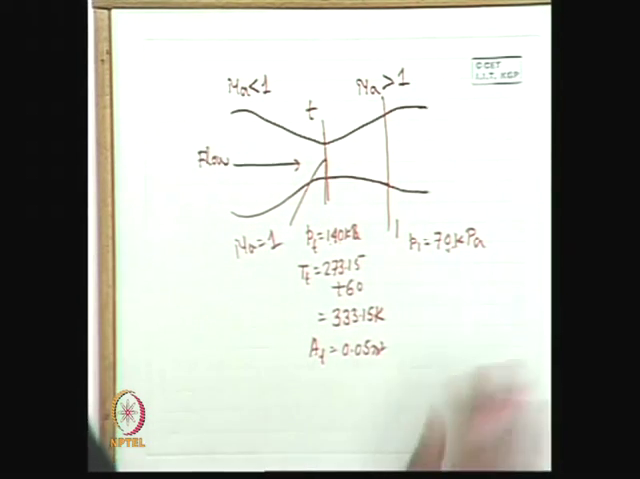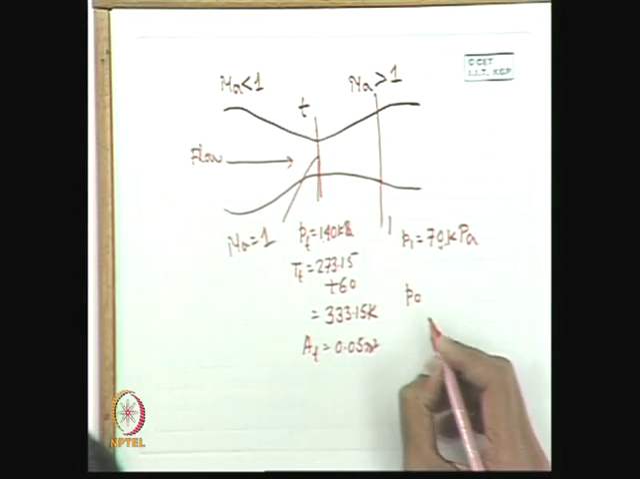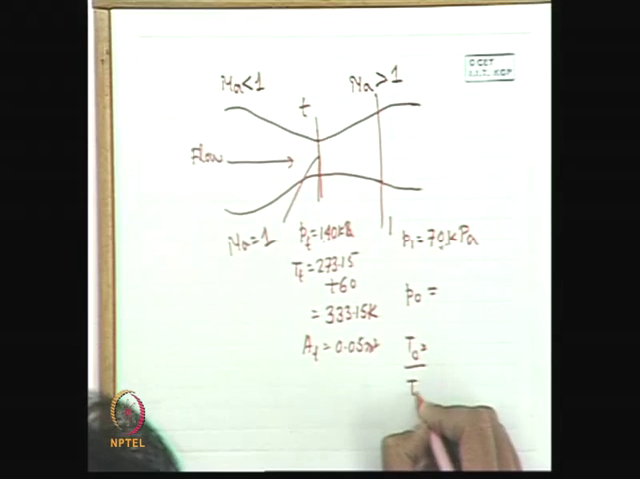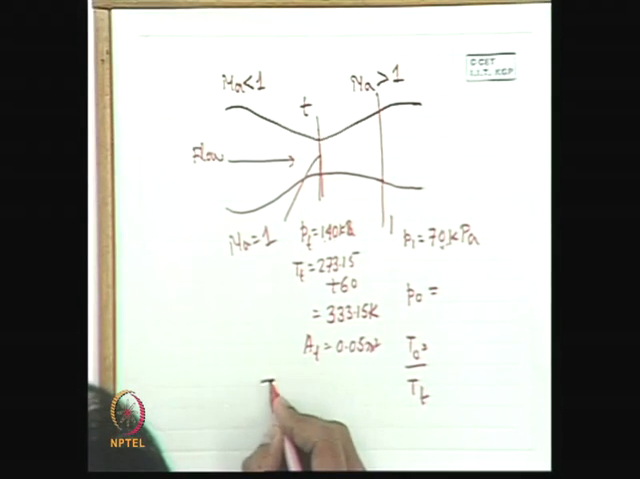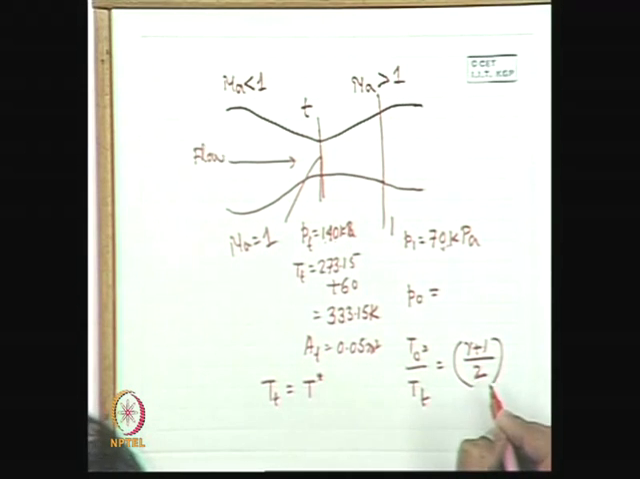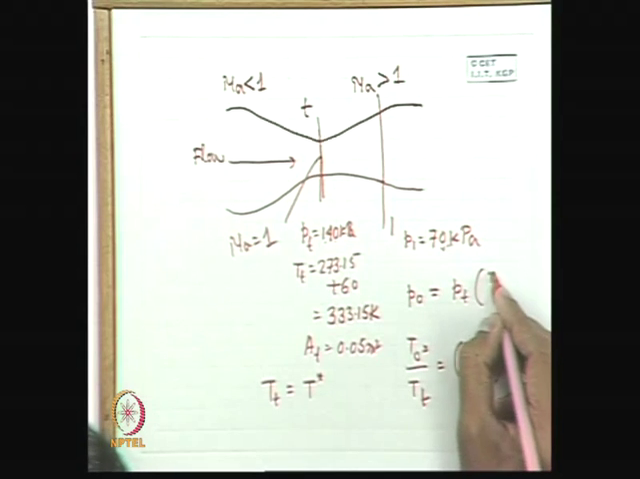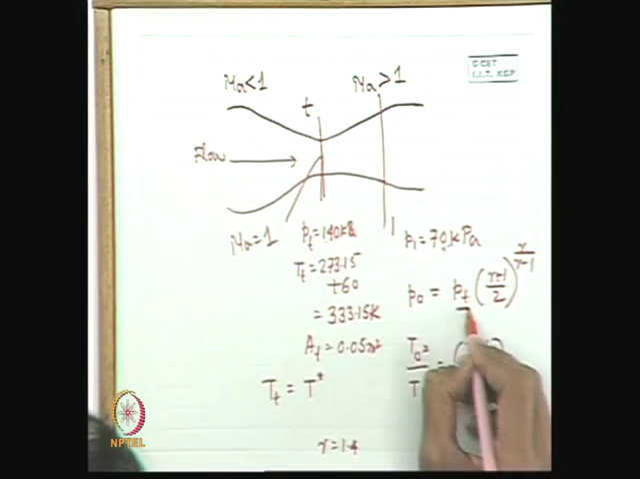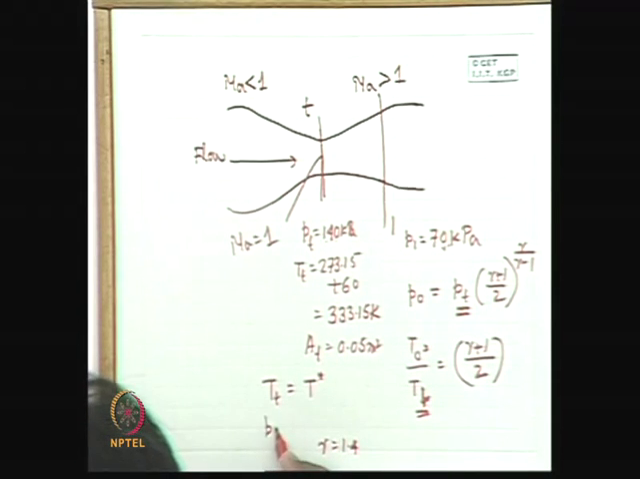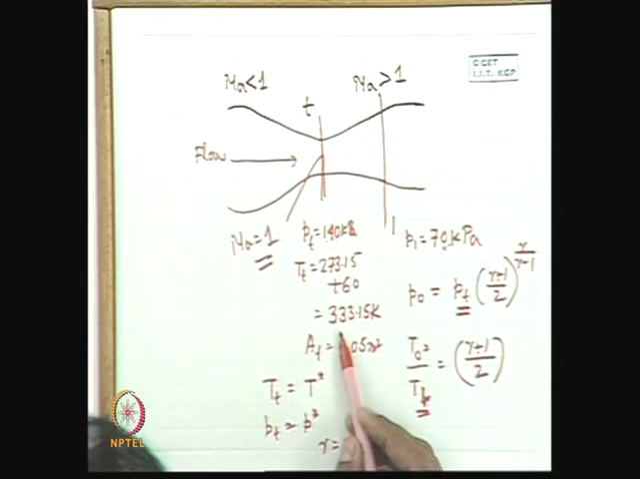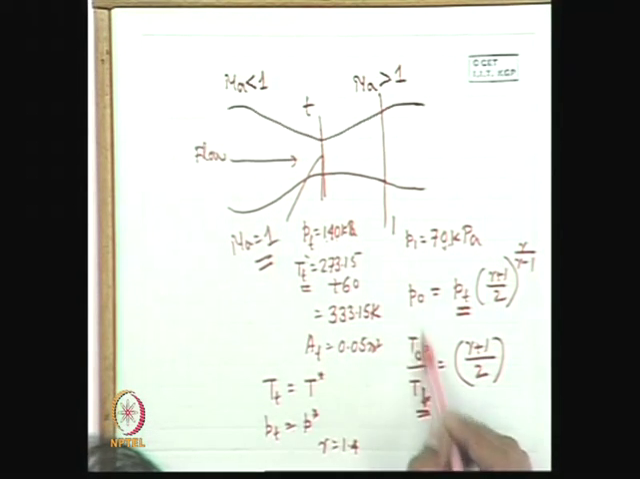So therefore, we can find out the respective P0 and T0. What is T0? T0 by Tt, Tt is the T star, is T0 by T star is gamma plus 1 by 2. Similarly, P0 is Pt into gamma plus 1 by 2 to the power gamma by gamma minus 1. So, taking the value of gamma equal to 1.4, and Pt, Tt is the P star, T star, because the throat corresponds to the sonic condition for a convergent divergent nozzle. So therefore, if we know the Tt and Pt, we can find out the corresponding stagnation properties for that flow, that is P0 and T0.